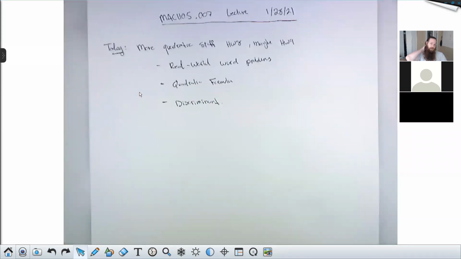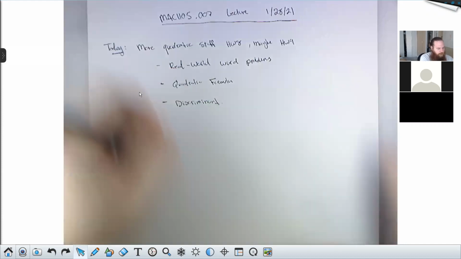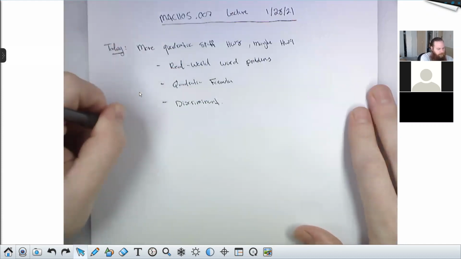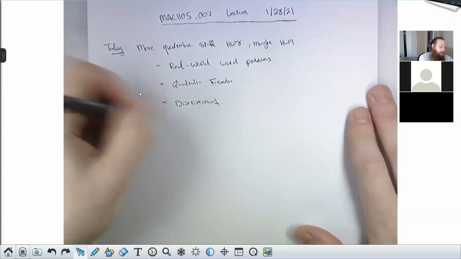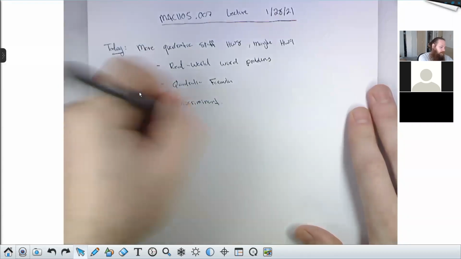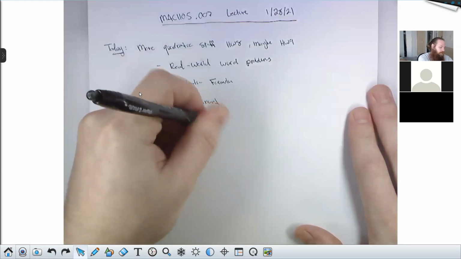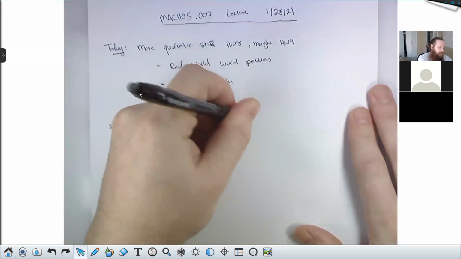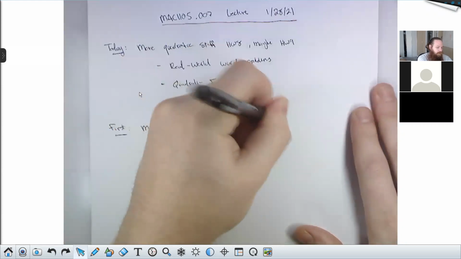Okay. So last time, we talked about factoring using the AC method. We talked about solving quadratic equations by taking square roots. There is another method for solving quadratic equations. So first, before we get into this stuff for today, first, methods for solving quadratic equations.